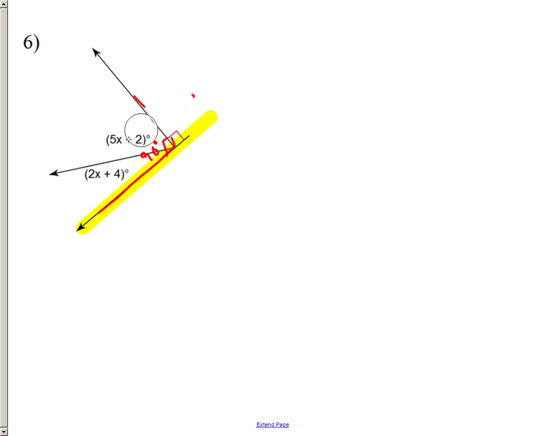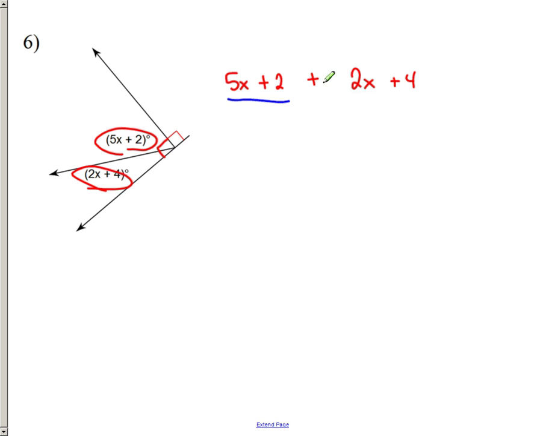So anytime they give you a right angle sign on one side of a line, you can normally continue that to the other side if this line shoots on through like this. So that tells me that these two angles together, the 5x plus 2 and the 2x plus 4, should be added together. And again, what I've done here is I've just said here's the first angle added to the second angle should equal 90 degrees. They're complementary.